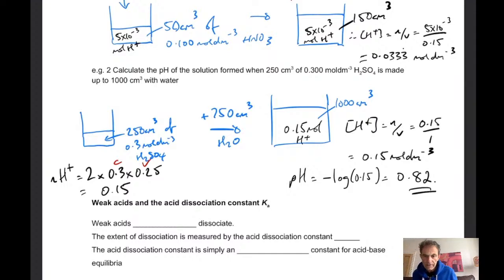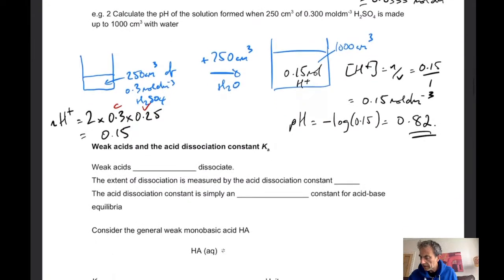So that's as far as I was going to go today, because we're at a nice point in the topic where there's a shift and we'd start looking at weak acids. Okay, so that's where we'll pick things up next week.